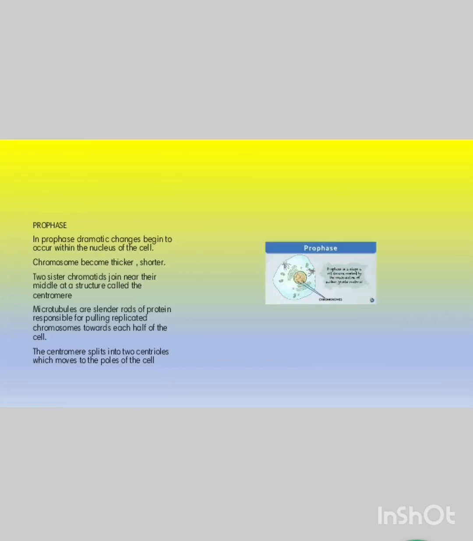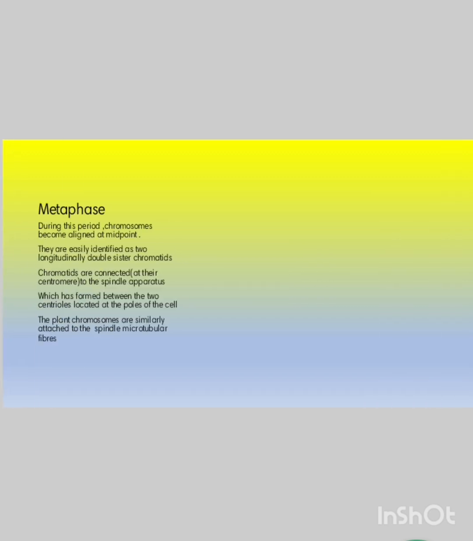Firstly, prophase. In prophase, dramatic changes begin to occur within the nucleus of the cell. Chromosomes become thicker and shorter. Two sister chromatids join near their middle at a structure we call the centromere. Microtubules are slender rods of protein responsible for pulling replicated chromosomes towards each half of the cell. The centromere splits into two centrioles which move to the poles of the cell.